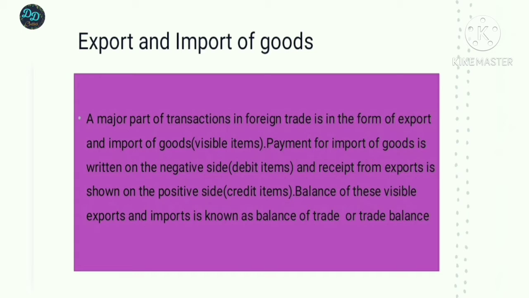So the payment for the import of goods is on the negative side, so we have to pay. And the receipt from the export is on the positive side, credit items, so we receive the money from other countries. The balance of these visible exports and imports is known as the BOT, that is, balance of trade.